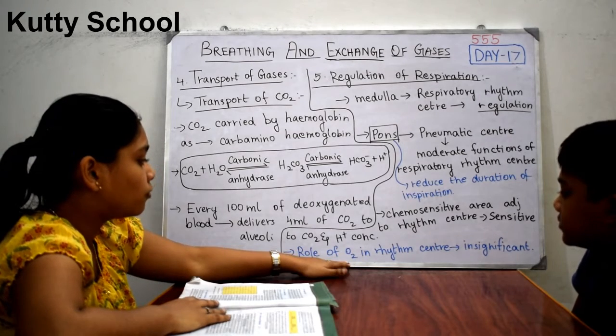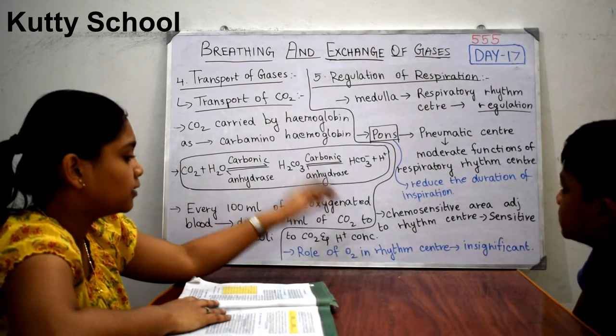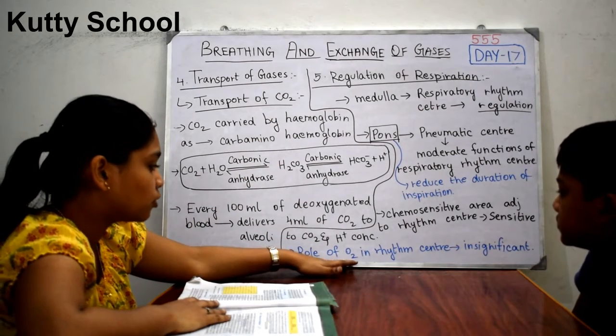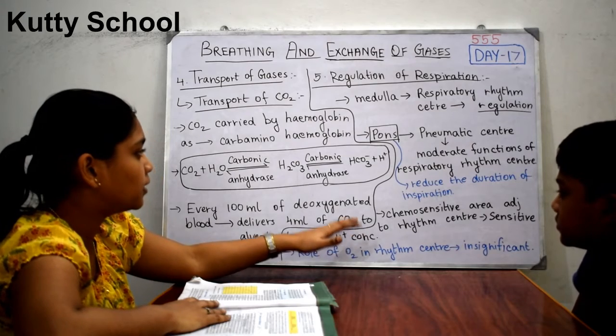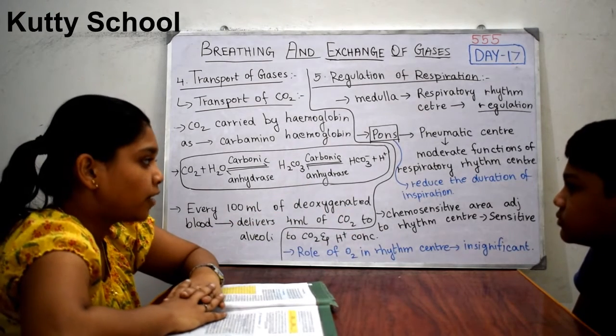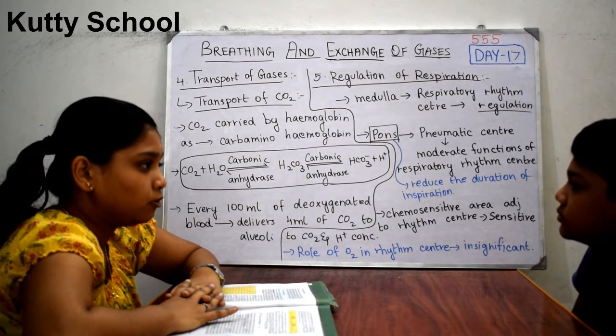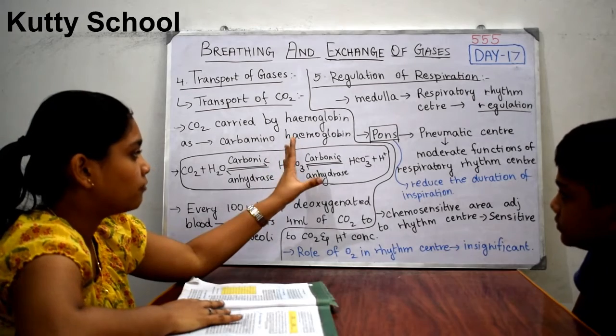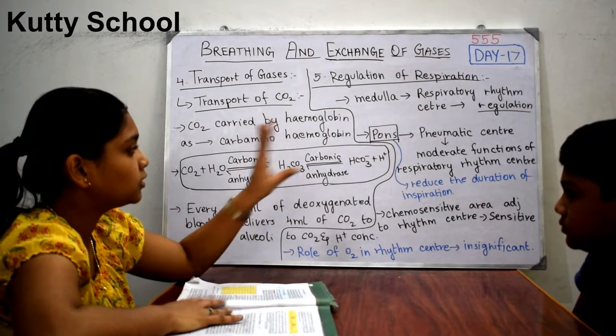The role of oxygen in this respiratory rhythm center is very insignificant. Oxygen does not play any role. Only carbon dioxide, H+ and other factors play a great role. So the medulla has the respiratory rhythm center and the pons has the pneumotaxic center. These two centers are very important.